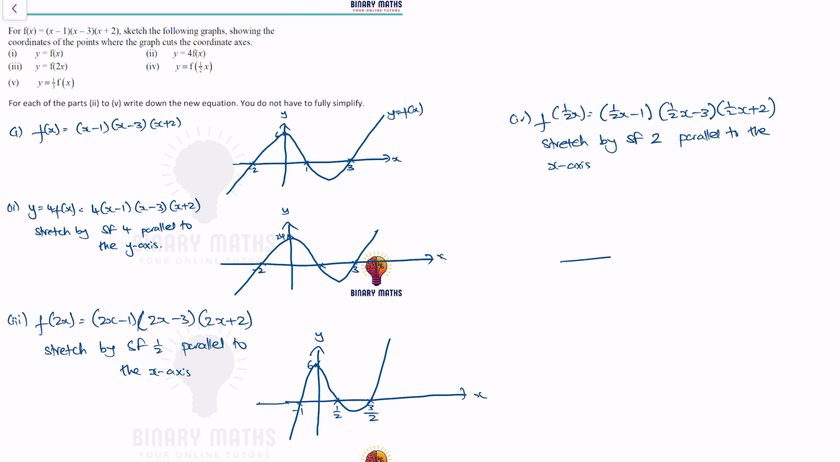So if we're sketching this out, y and x, now instead of going through 1, it will go through 2. It'll go through 6 instead of 3. Because we're multiplying everything by 2, instead of going through minus 2, it'll go through minus 4. The y-intercept will remain unchanged at 6. Like that.